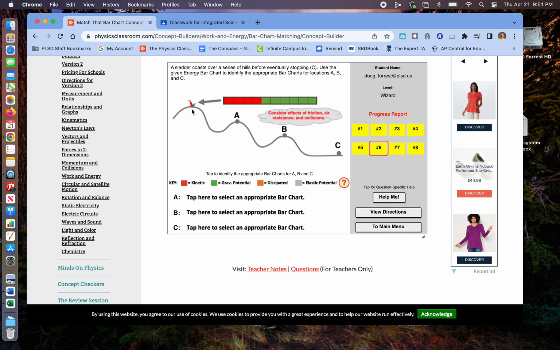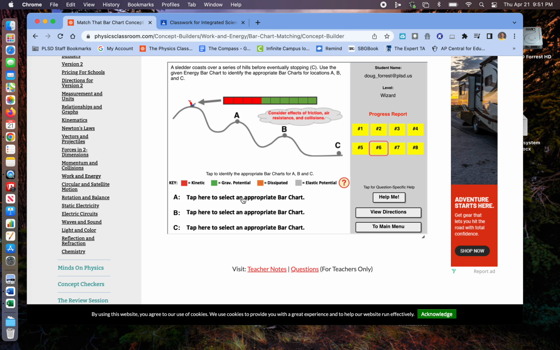So in this case, we've got what looks like a skier or a sledder going over a series of hills before finally stopping at C. So if it says stopping at C, you know there's going to be no kinetic energy here. So we'll think about A and B and C. So here there is some dissipated energy, that makes sense. There's some potential energy, that makes sense. And there's some kinetic energy. I would think there'd be more kinetic energy than this. Maybe not, depending on how much is dissipated, but I'm going to check these options out.